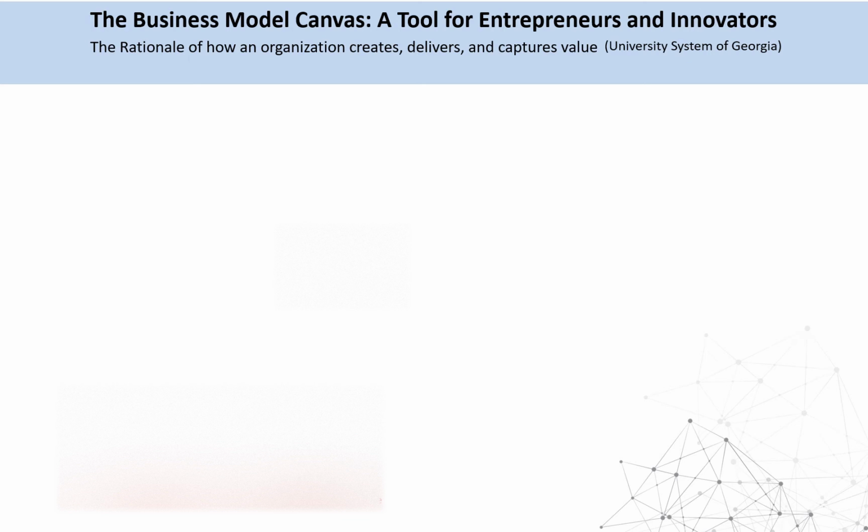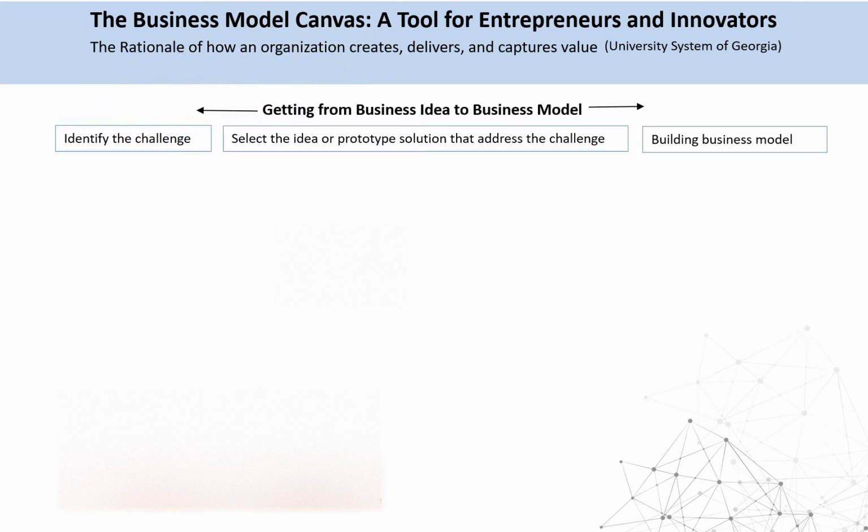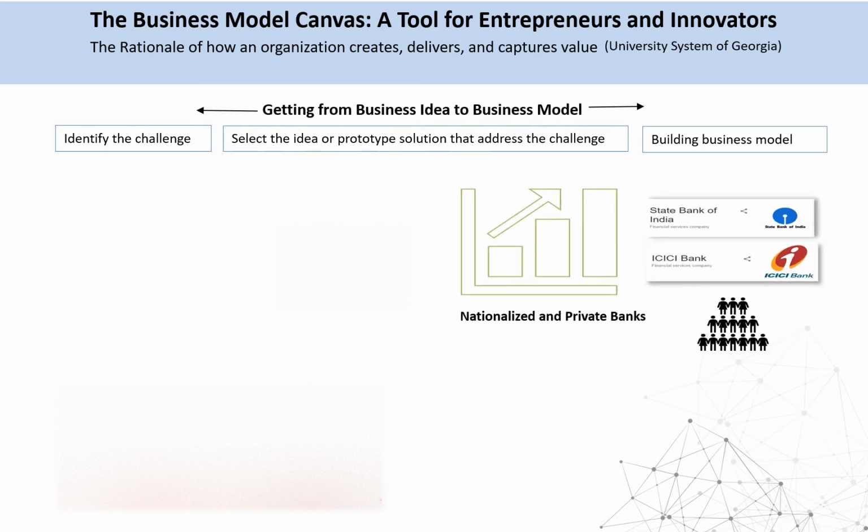So how can you get from a business idea to a business model? First of all, we need to identify the business problem or challenge that you're going to solve. Then the idea or prototype to solve the challenge. After that, build the business model with the help of the business model canvas. It's an excellent tool for validating new ideas. So I'm going to discuss the problem, then my idea to solve the problem with the 9 building blocks of this business model canvas. So we have nationalized banks as well as private banks.